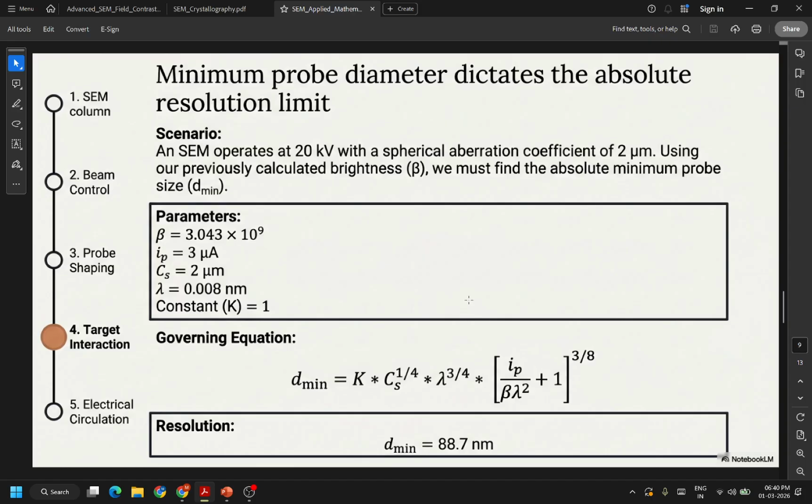But ultimately, your minimum probe diameter at the intersection at your surface gives your absolute resolution limit, and that can be calculated using the formula d min equals k into Cs power 1 by 4 into lambda power 3 by 4 into (Ib by beta lambda square plus 1) power 3 by 8. So that using that you can calculate your absolute minimum probe diameter.